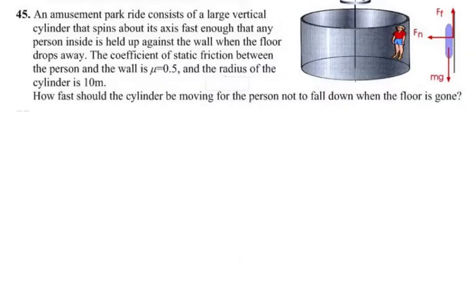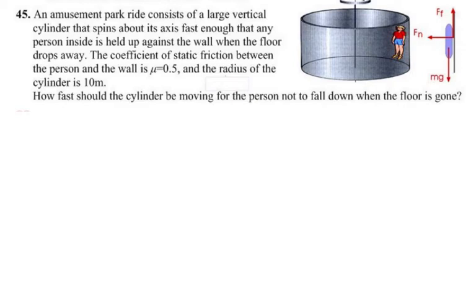The question that I was asked to record is: an amusement park ride consists of a large vertical cylinder that spins about its axis fast enough that any person inside is held up against the wall when the floor drops away, so the person is not going to slide down. The coefficient of static friction between the person and the wall is given, mu is 0.5, and the radius of the cylinder is 10 meters. How fast should the cylinder be moving for the person not to fall down when the floor is gone?